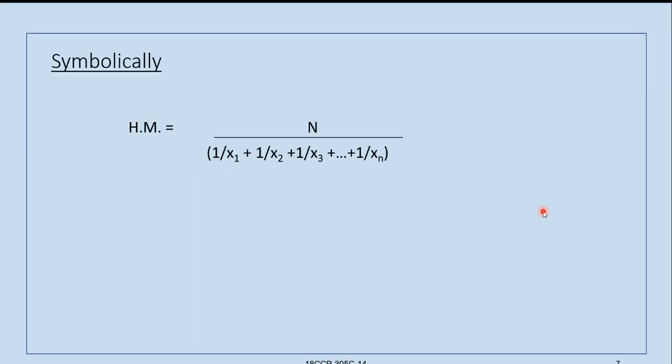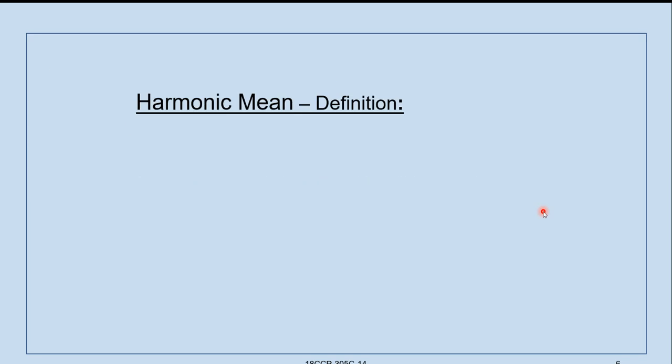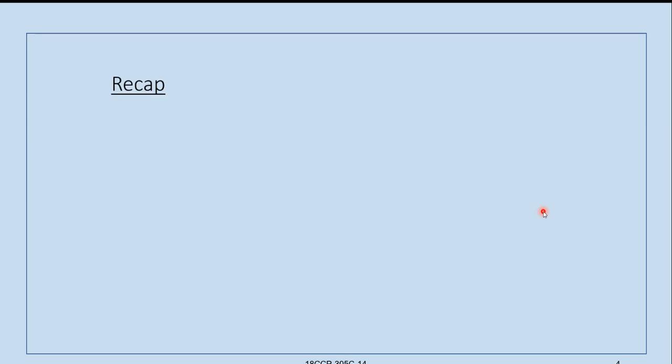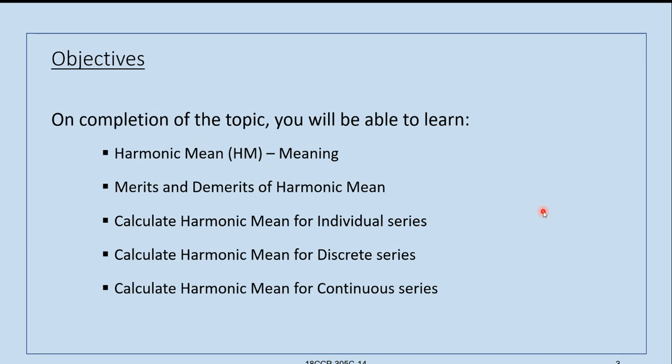Coming to the objectives of this lesson, a student will be able to understand the meaning of harmonic mean, the merits and demerits of harmonic mean in this lesson. And in addition to that, a student will also learn how to calculate the harmonic mean.